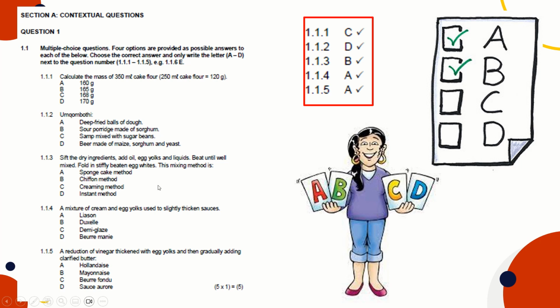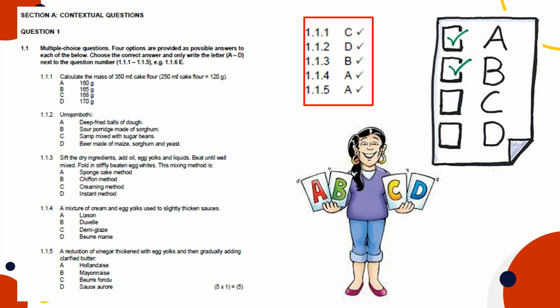1.1.3, sift the dry ingredients, add the oil, egg yolks, and liquid. Beat until well mixed, fold in the stiffly beaten egg whites. Now here you need to distinguish the mixing method that has been explained. To be able to answer this question, you need to know the different mixing methods. And in the case of this question, the correct one will be B, the chiffon method.